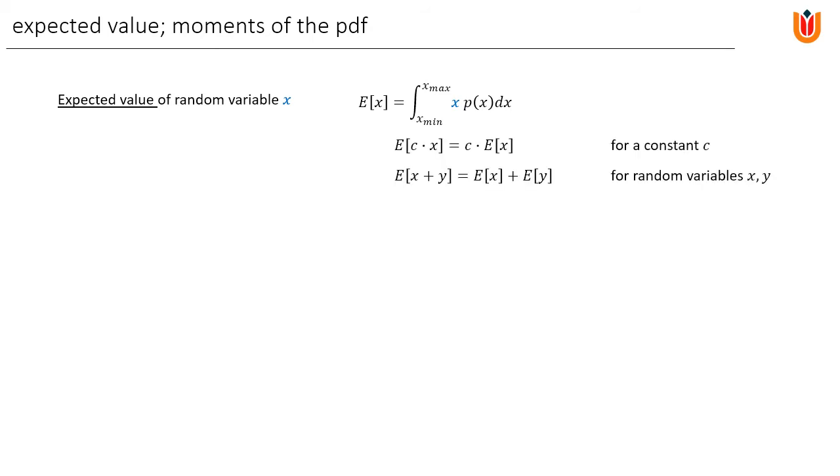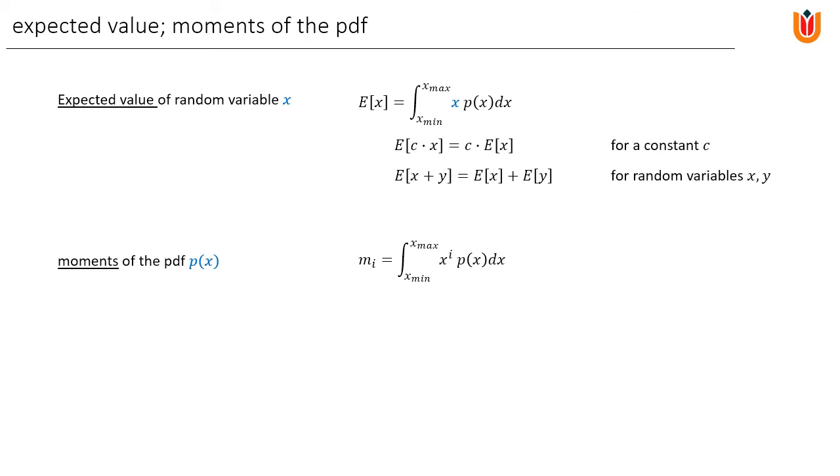The expected value comes with some rules. If we multiply it with a constant c, the expected value gets multiplied with the constant c as well. If we have two random variables x and y, then the expected value of the sum equals the sum of the expected values. We can also calculate higher order moments, which are defined here.